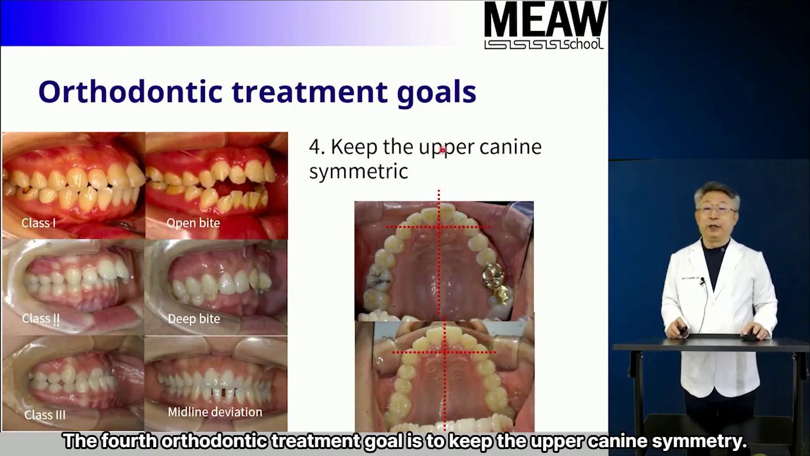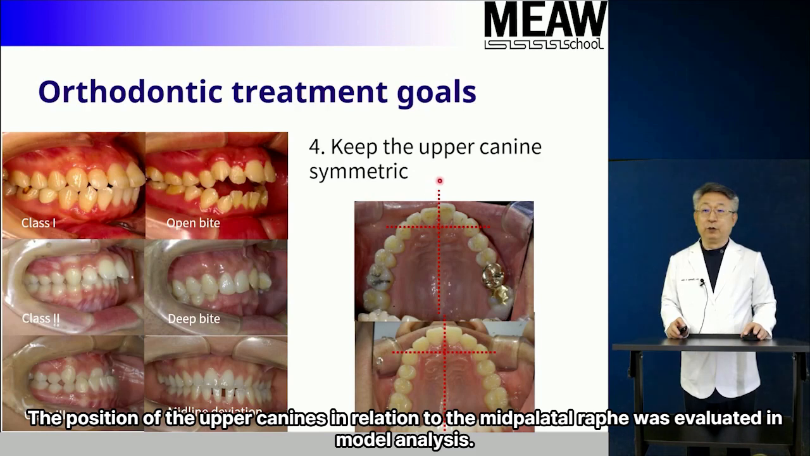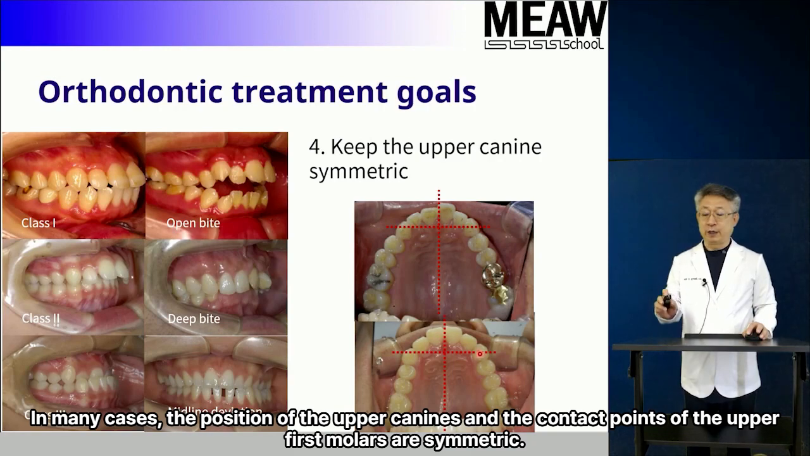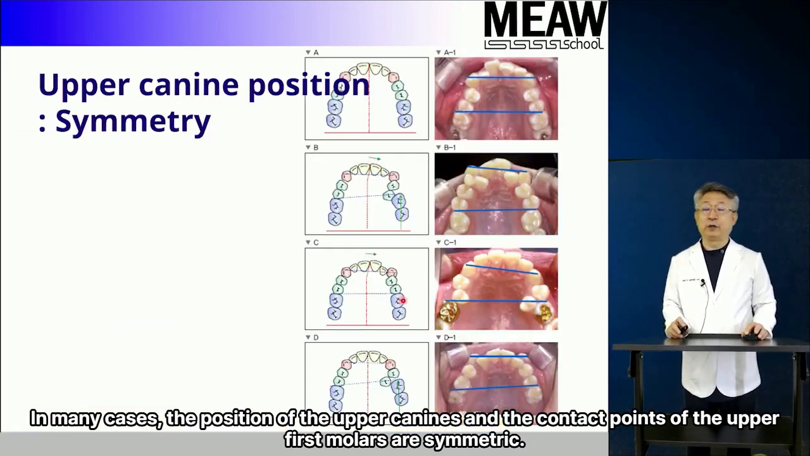The fourth orthodontic treatment goal is to keep the upper canine symmetry. The position of the upper canines in relation to the midpalatal raphe was evaluated in model analysis. In many cases, the position of the upper canines and the contact points of the upper first molars are symmetric.